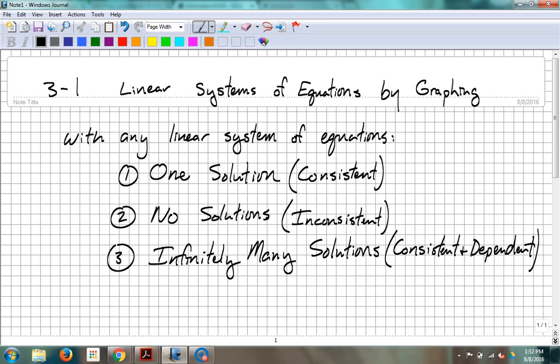Consistent and dependent. Another word that goes with this one is independent. Now that will tie it really together. Consistent and independent means you got one solution. Consistent and dependent means you got infinitely many. All right, so let's look at a quick sketch of what that looks like on the coordinate plane. What does that look like when you graph these? Because this whole section is about graphing.